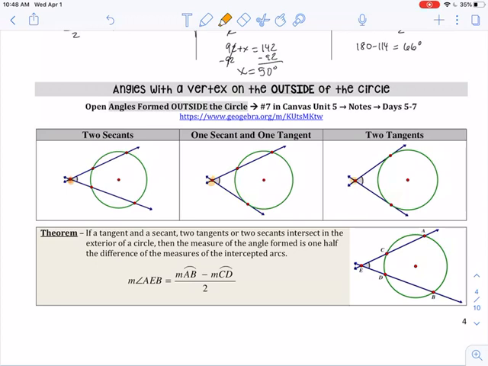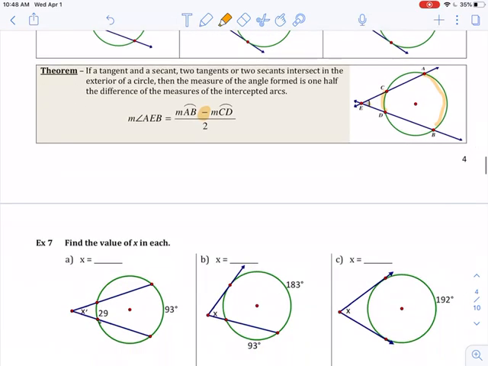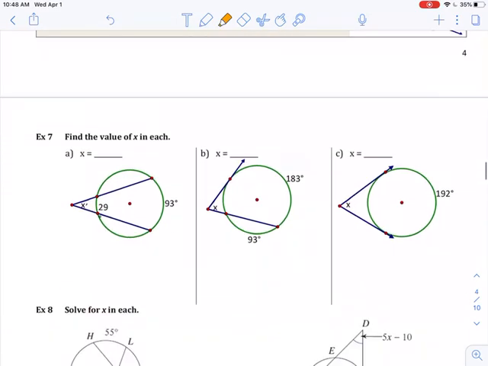And the relationship is similar, but one key difference is now we're subtracting, right? So AB minus CD divided by 2 gives me that angle. So make sure you get that in your head. Vertex outside, we're subtracting the two arcs. Vertex inside, we're going to add them. So again, we'll do a couple practice problems here.